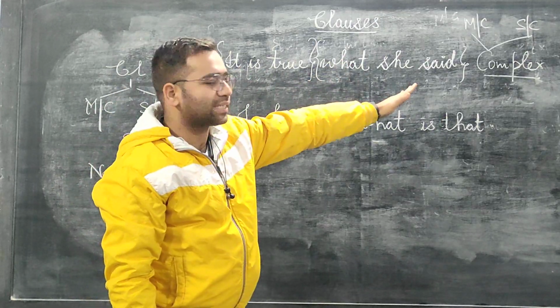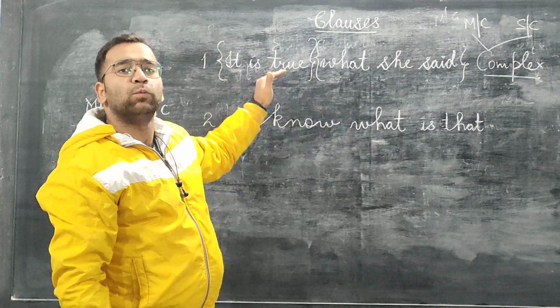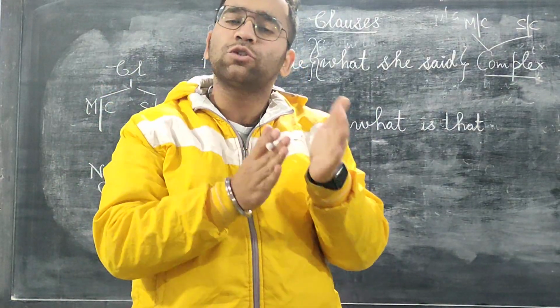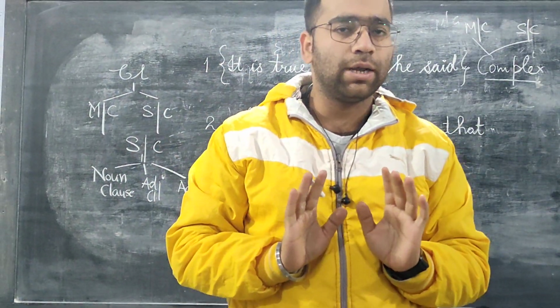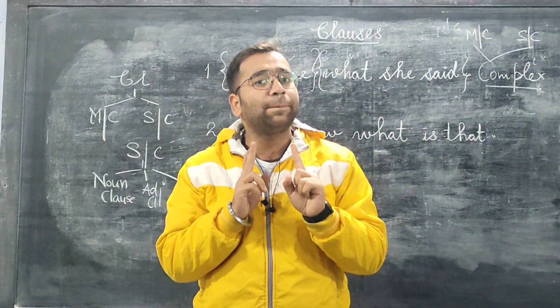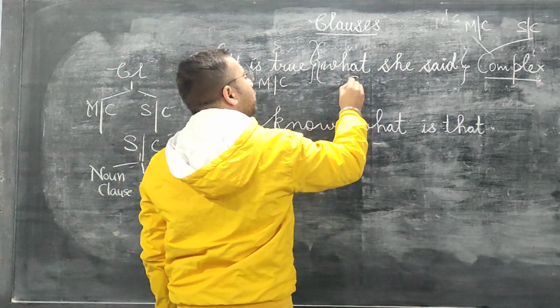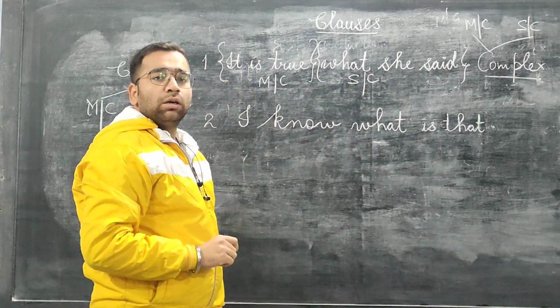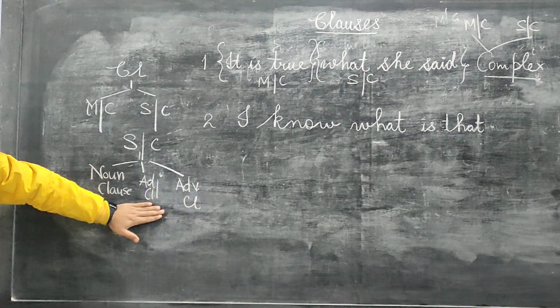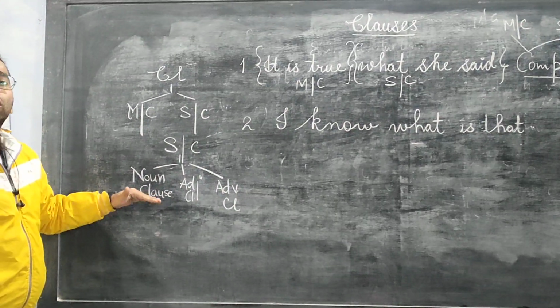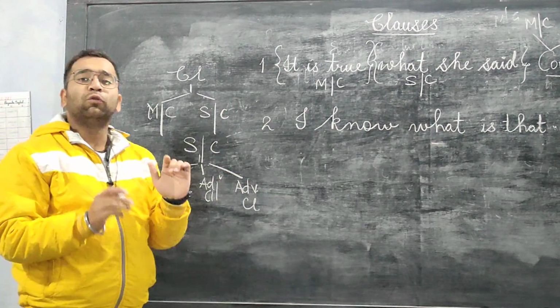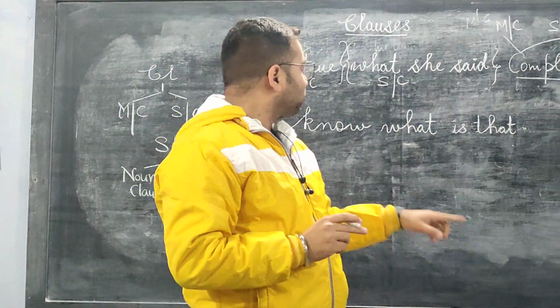It is true what she said. The main part is it is true. How? Because it is true is complete in itself. Main part is always complete in itself. Now, it is true is the main part, and what she said is the subordinate clause. Today I need to find out what kind of subordinating clause it is.